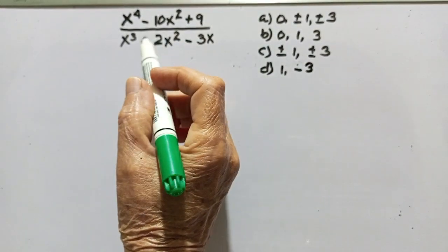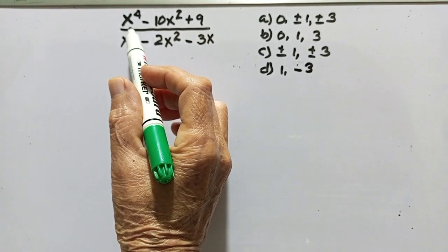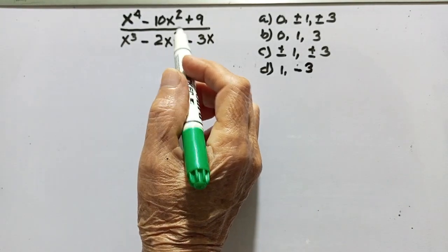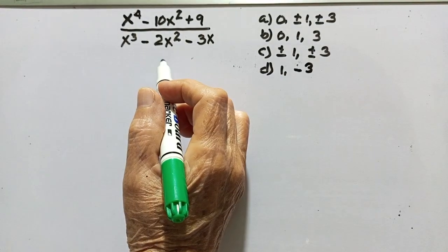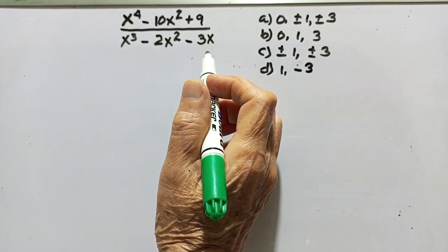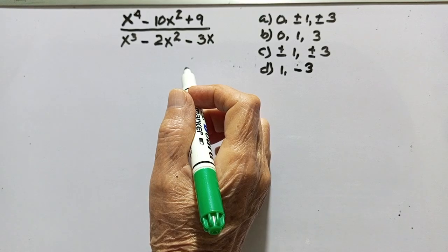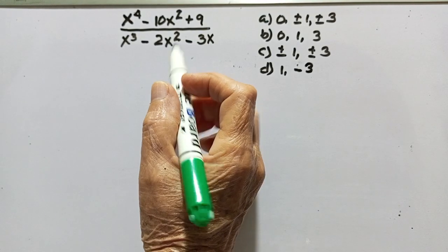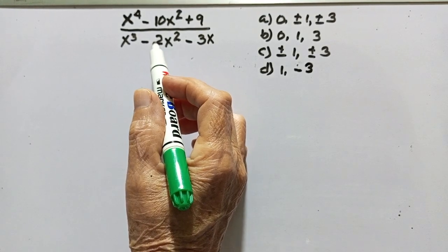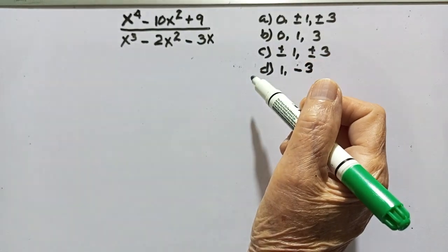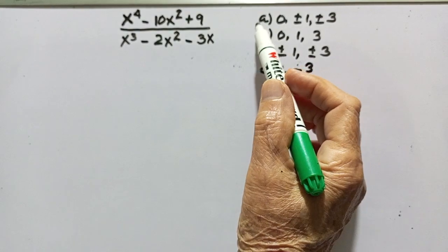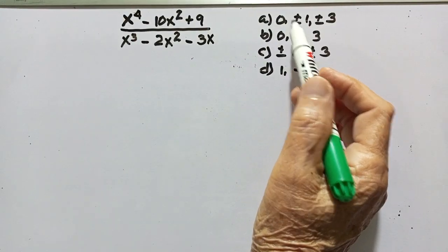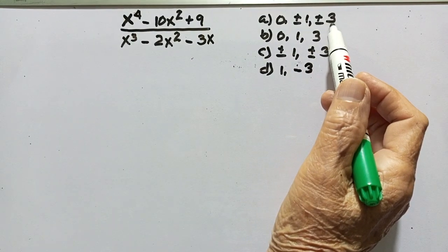Now we have here (x to the fourth minus 10x squared plus 9) over (x cubed minus 2x squared minus 3x). And we are required to find the values of x that would make this expression 0. And we are given 4 probable answers. We have A, 0, plus minus 1, plus minus 3.